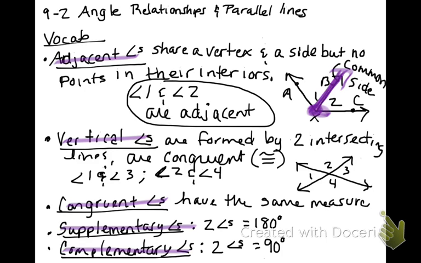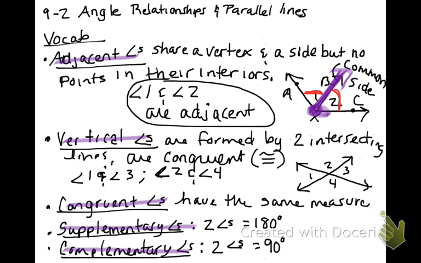Okay? But no points in their interiors. Okay, so if I look at angle 1, I'm going to change the color really quickly. Angle 1 is this one, and it's adjacent to angle 2. It just means they're right next to each other.